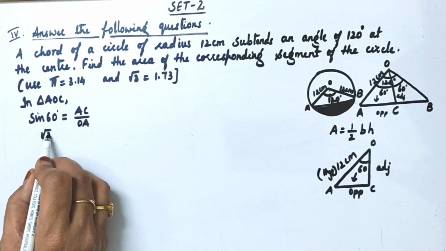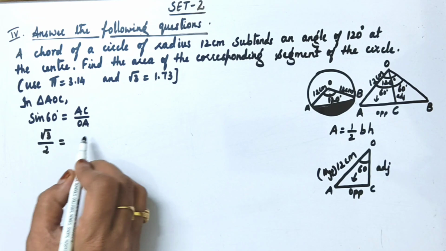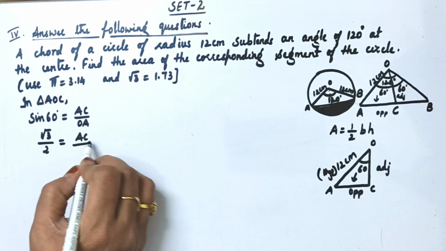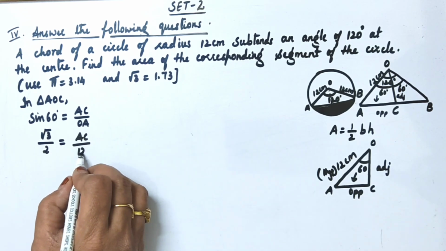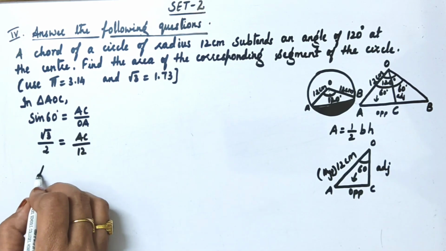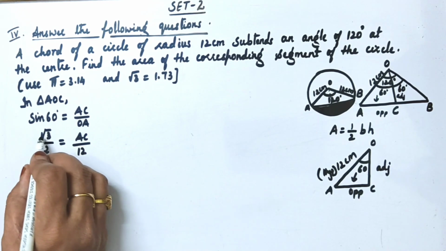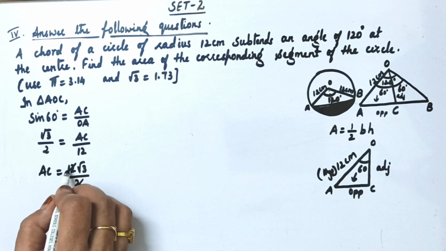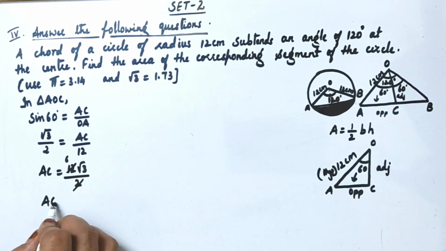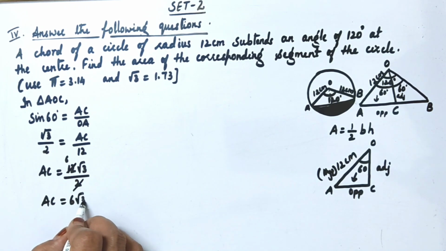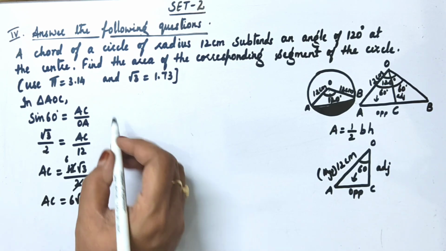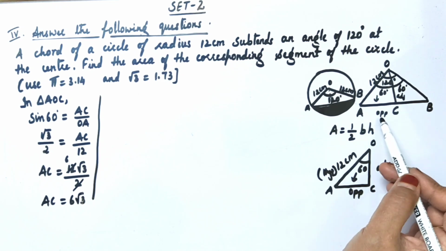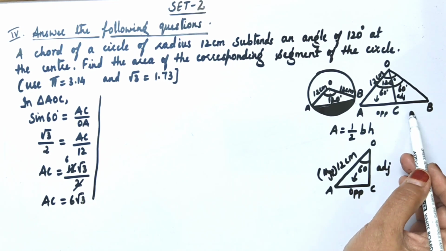Sine 60 is root 3 upon 2 equals AC, which is not given, upon OA, which is 12. Let me do cross multiplication. AC equals 12 root 3 upon 2. 2 ones are 2, 2 6s are 12. So AC equals 6 root 3. Okay, students, I got this. Now as I got the base, if this is 6 root 3, this also will become 6 root 3.